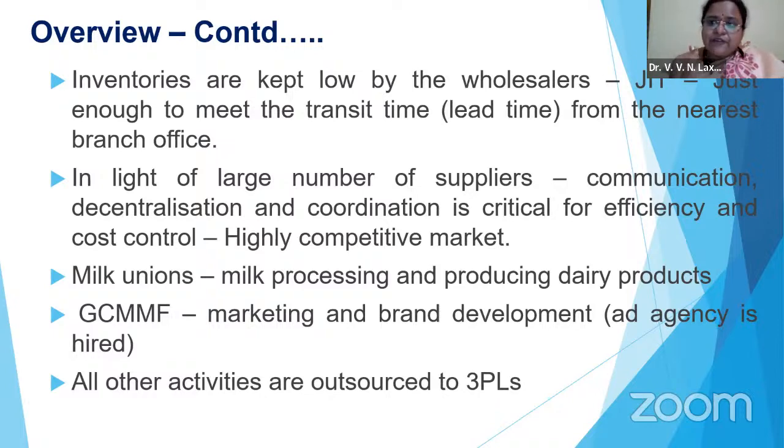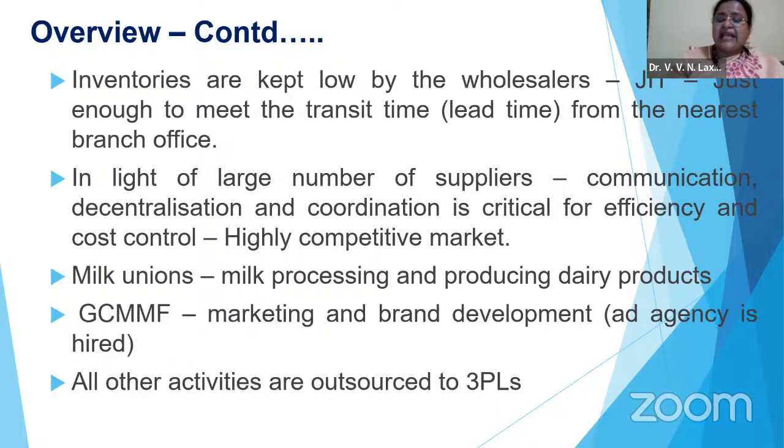And in light of this fragmented centralization, they realized 4 points. One is communication, decentralization, that is, the decisions have to be taken at various levels. Coordination is very critical for the efficiency of that supply chain and the cost control, because the market is very, very highly competitive, I should say.